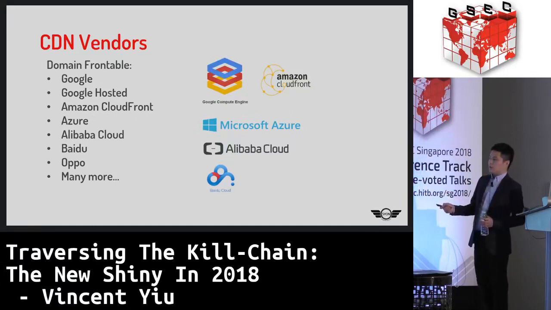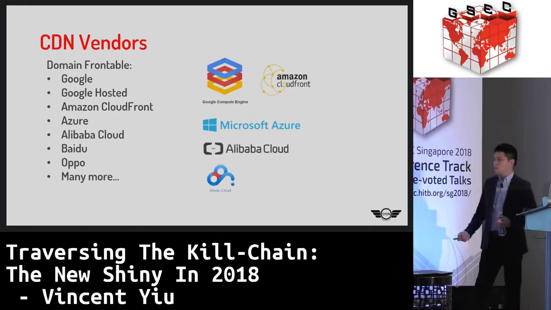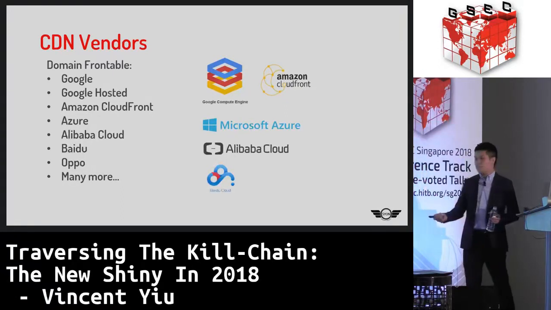Not so much Alibaba Cloud and more Azure clouds, as we can see down here. I've done quite a bit of research into that. So sometimes maybe you want to simulate an APT or a Chinese website, then you can use Alibaba Cloud, Baidu Cloud, Oppo as well. So more options there.